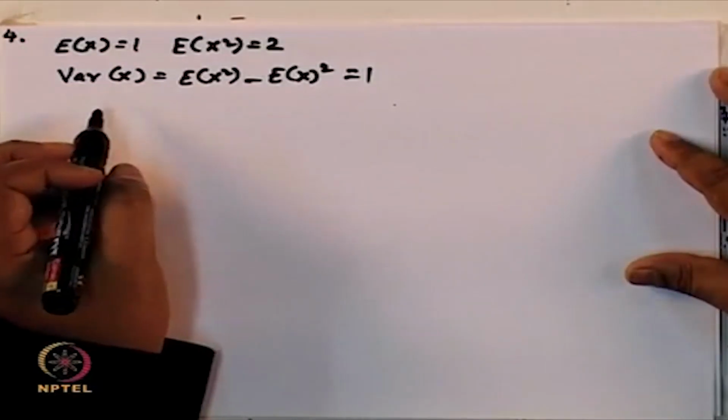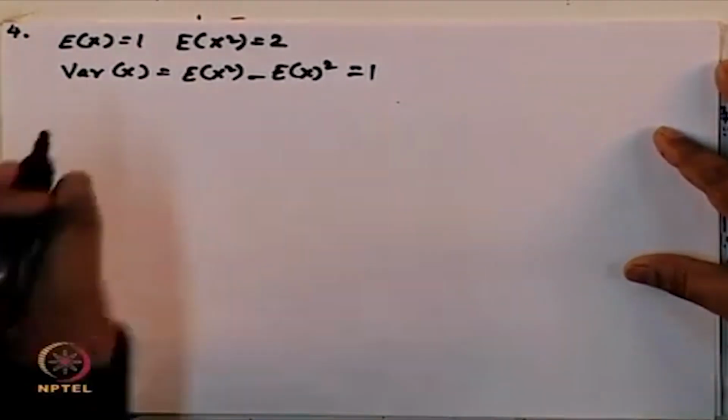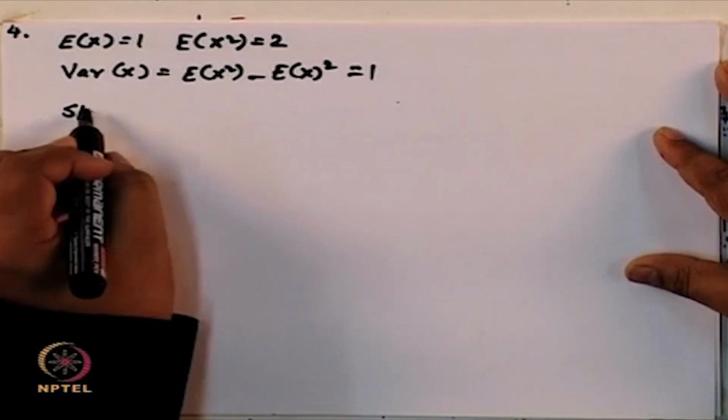That brings our discussion on expectation and variance to a close, and we begin by discussing some special random variables.